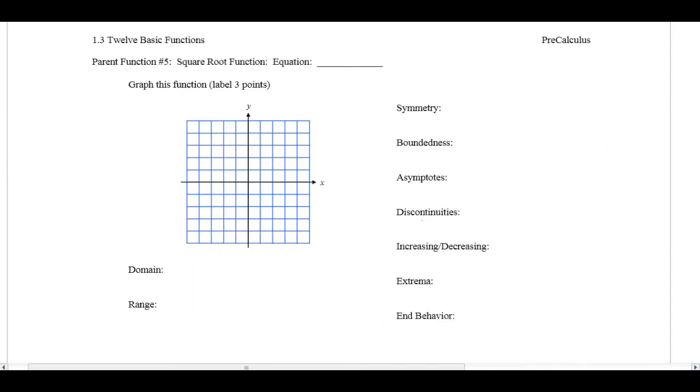Parent function number 5 is the square root function, or what I call a shooting star, because the graph to me looks like a shooting star. First thing you might want to notice is that I will label 3 points. (0, 0) will be there. (1, 1) will be there. And let's go, (4, 2) would be another nice one to have. And as you can see, the graph is a shooting star looking like that.